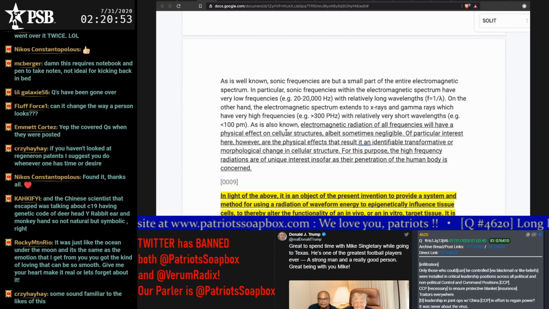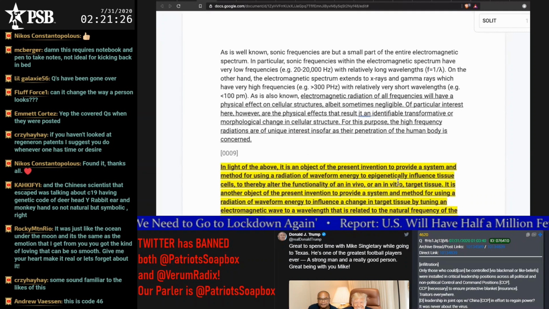So, it's also known that electromagnetic radiation of all frequencies will have a physical effect on cell structures, albeit sometimes negligible. Of particular interest here, however, are the physical effects that result in an identifiable, transformative, or morphological change in a cellular structure. We're talking about electromagnetic radiation now. For this purpose, high-frequency radiations are of unique interest, insofar as their penetration of the human body is concerned.